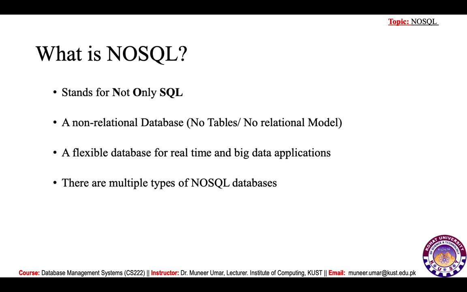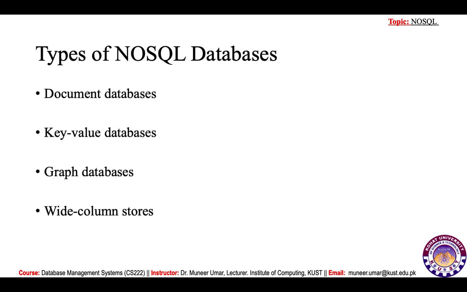By NoSQL, as you know, we mean not only SQL. NoSQL is a non-relational database. There would be no tables, no relational models, no attributes, no schema. It is a kind of flexible database for real-time and big data applications. And we have multiple types of NoSQL databases. These types are document databases, key-value databases, graph databases, and wide column stores.